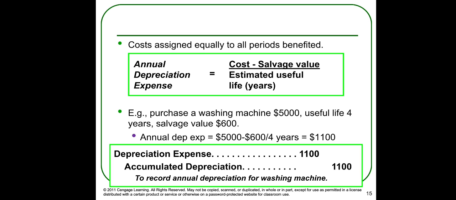The entry is debit depreciation expense 1,100 and credit accumulated depreciation for the asset. In this example, 1,100. Why do you debit depreciation expense? Because you refer to the rule of debit and credit. When an expense increases, you debit the account. And then accumulated depreciation, we call it a negative asset account. Why? Because it decreases or reduces the value of the asset.